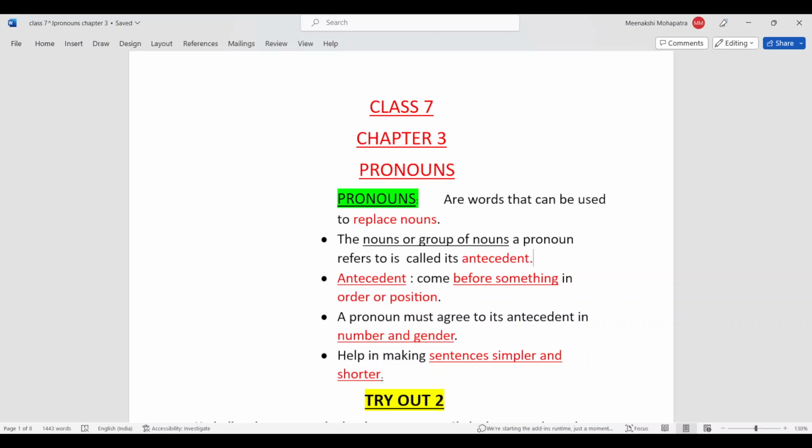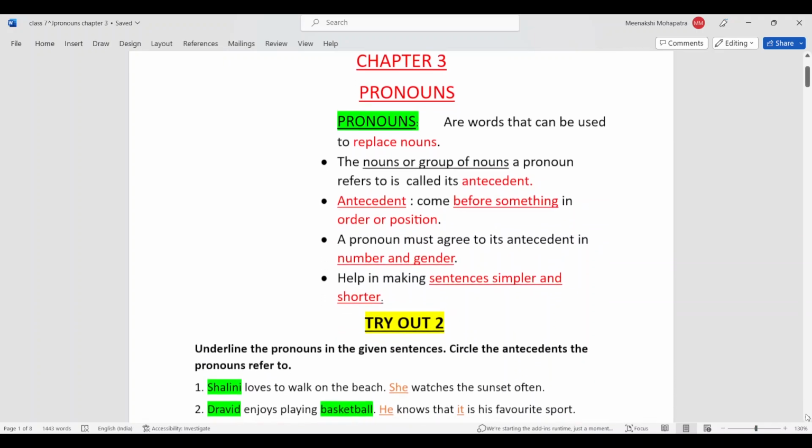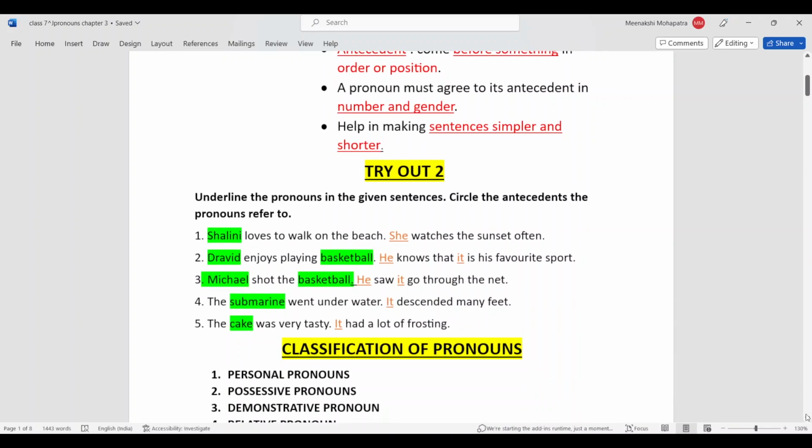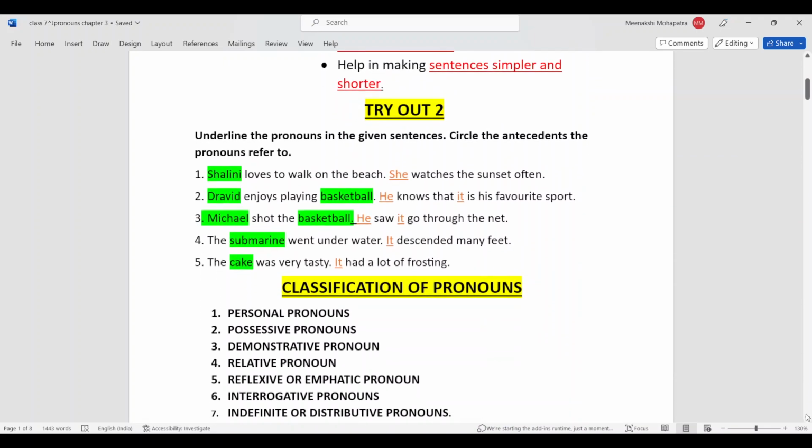Now, pronouns help in making sentences simpler and shorter. Try out 2. Underline the pronouns in the given sentences. Circle the antecedents the pronouns refer to. Shalini loves to walk on the beach. She watches the sunset often.